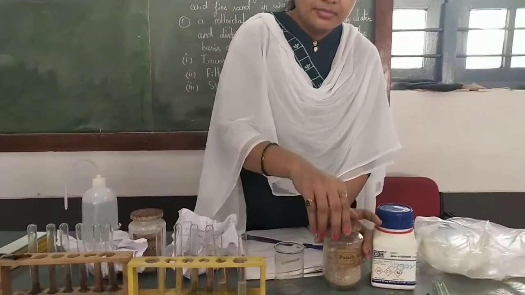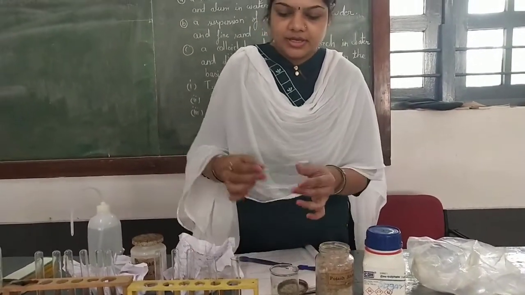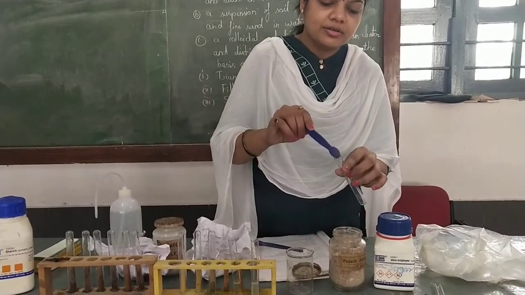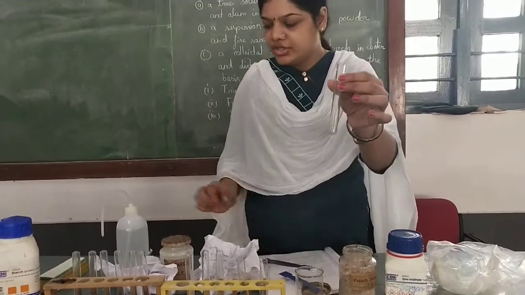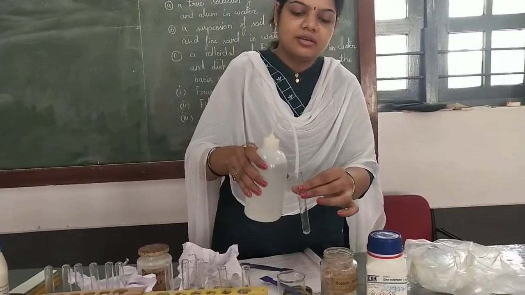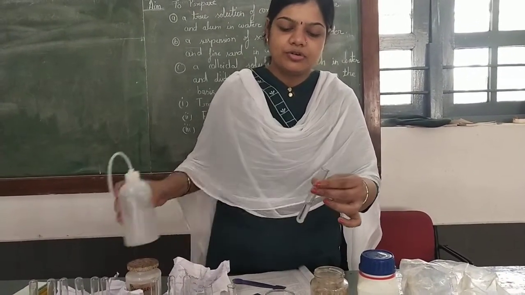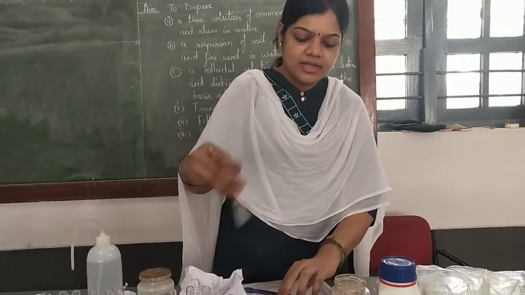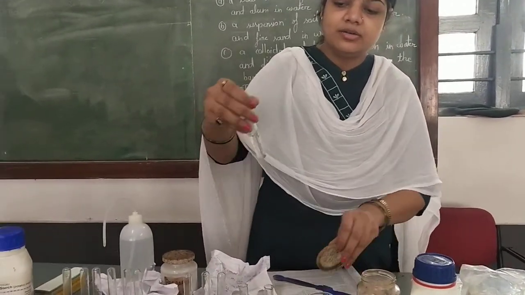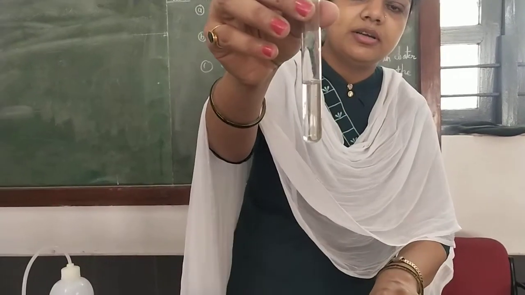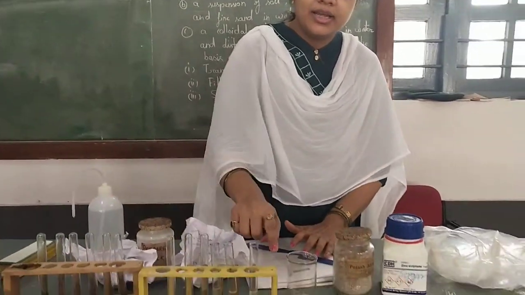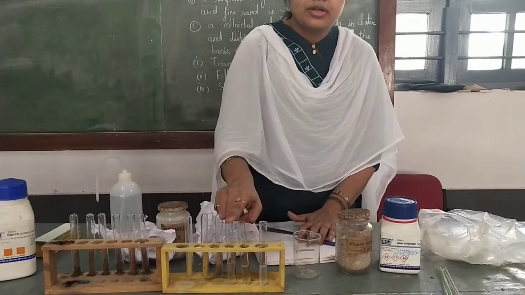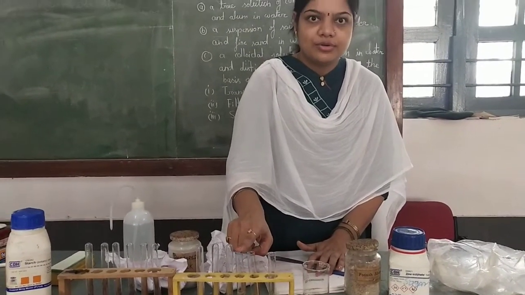Next is the alum. This is alum. Once again, we'll take one test tube. We'll add some amount of alum on it. This is potassium sulfate. And then we'll add some amount of water on it. Once again, we'll shake it vigorously. And you will see that it forms a transparent clear solution. This is also a transparent clear solution. So in all these three cases, you can see the transparent clear solution is prepared. So these are the examples of true solution.